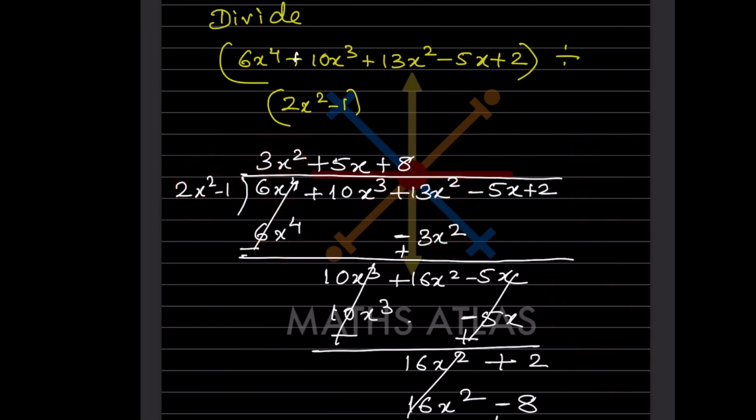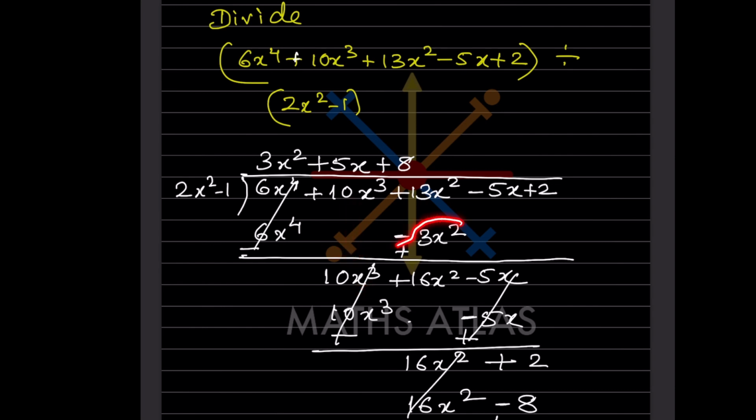So now what will you do? This is actually plus. So here will be minus. Again, when you multiply this into this, you get minus 3x squared. So this will make it plus. So this and this get cancelled. So now we will take this down. That will be 10x cubed.